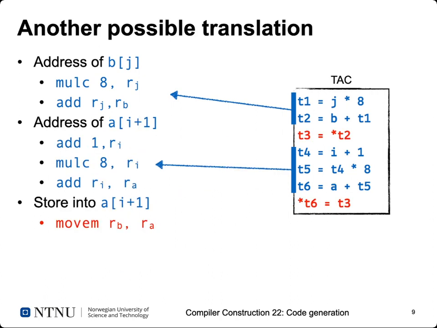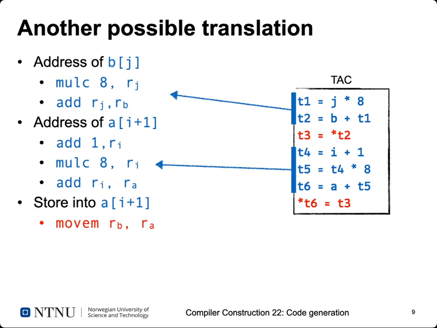Now, given the instructions we have shown as possible instructions for our example architecture, we could also do something different. So here's another possible translation. So our address calculations work as before. So we calculate the address of the j-th element of array B first. Then we don't load any memory value from that address right now. We defer it until later.